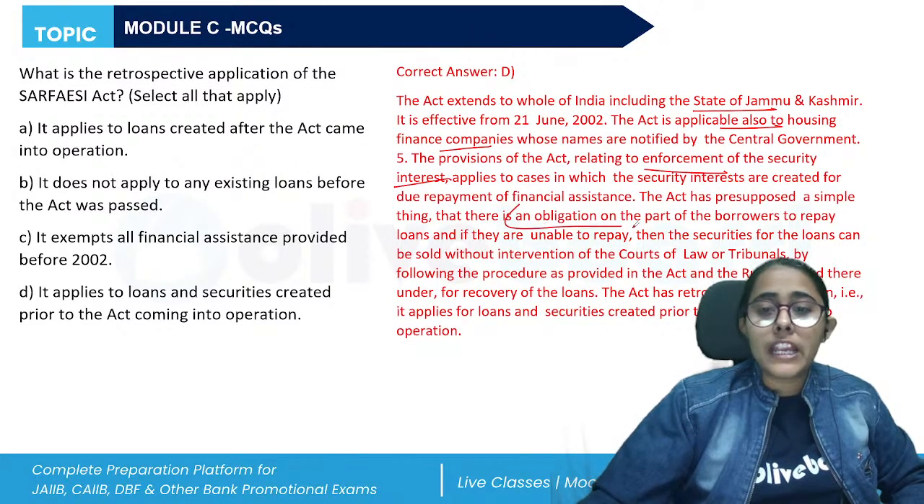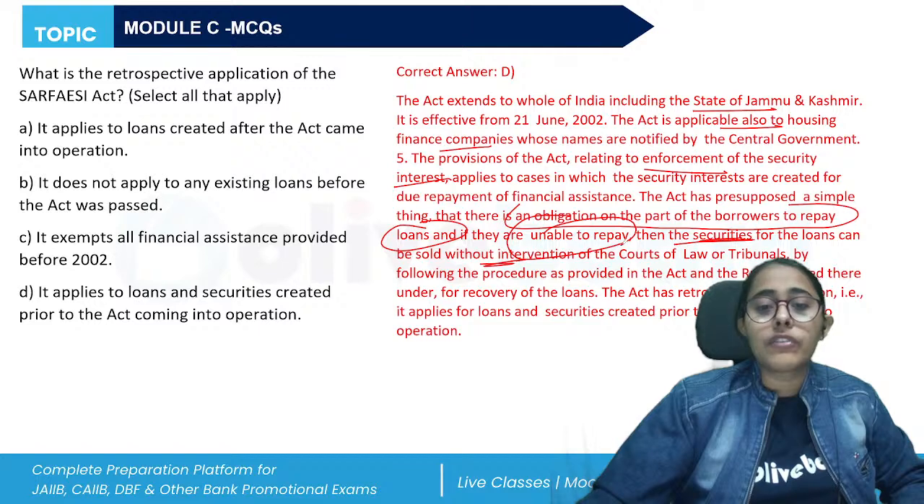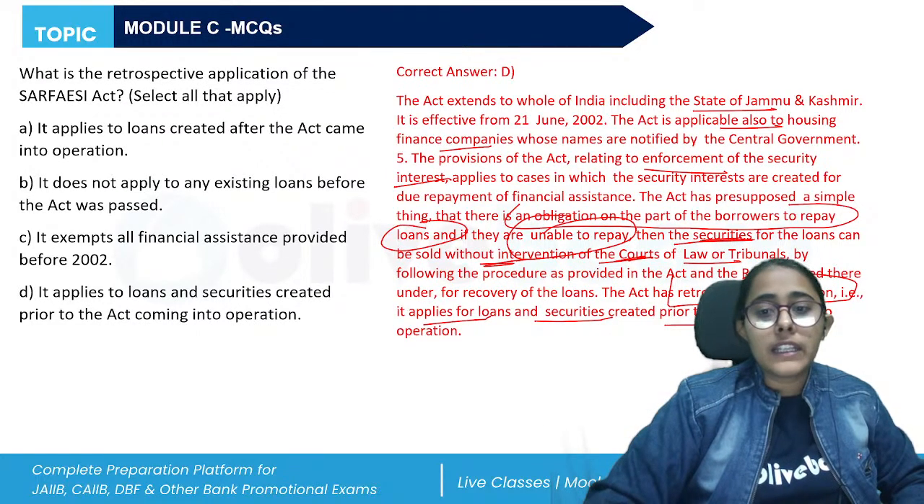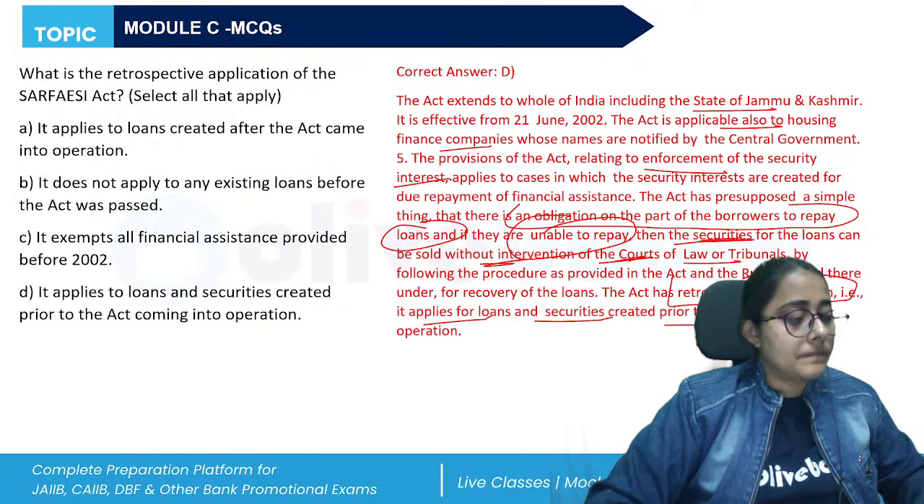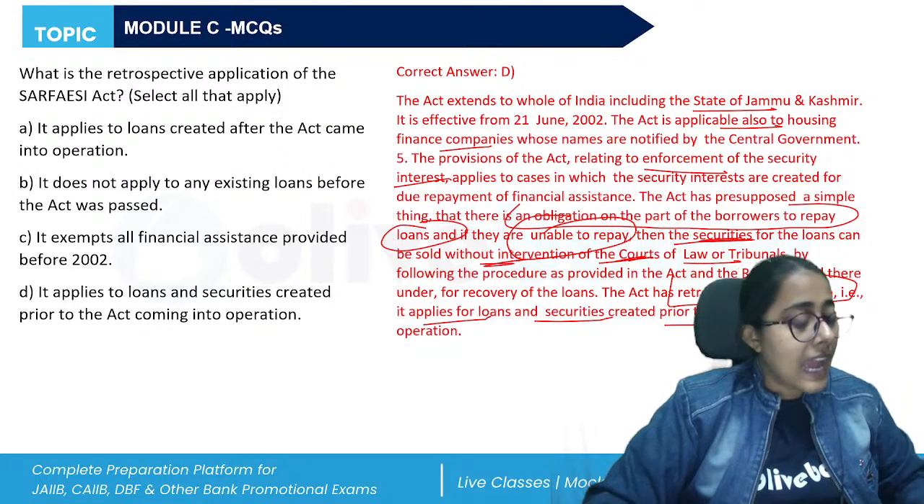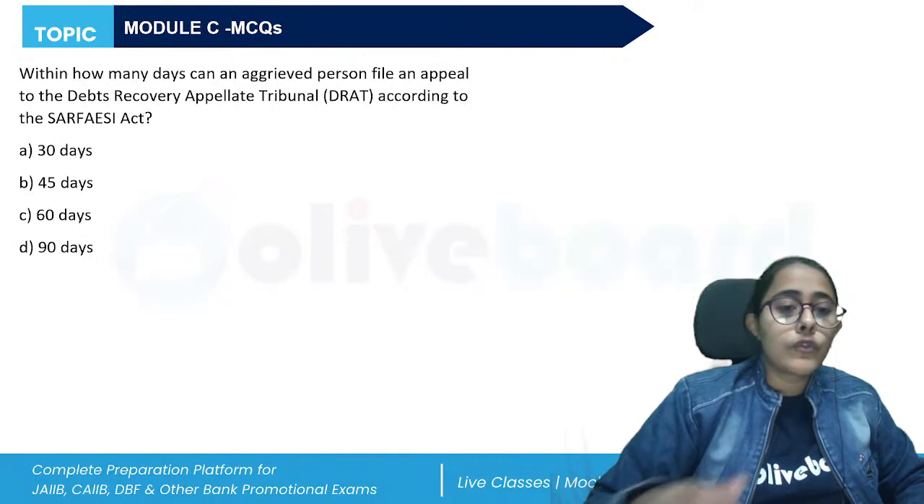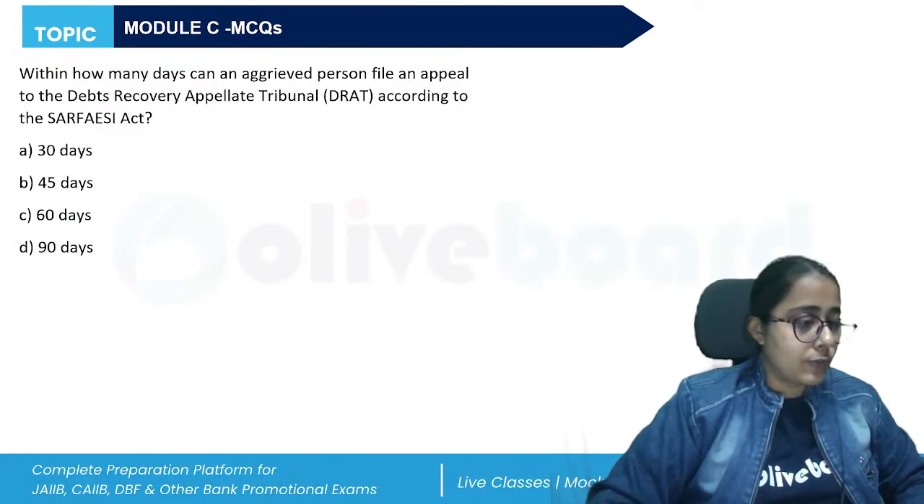There is an obligation on the part of the borrowers to repay the loan, and if they are unable to repay, then the securities can be sold without intervention of the court or tribunal. And it has retrospective application, thus it does apply to the loans and securities created prior to the act coming into operation. So this is the retrospective application, that the banks can resort to securitization even if the loan was made before the act came into force.